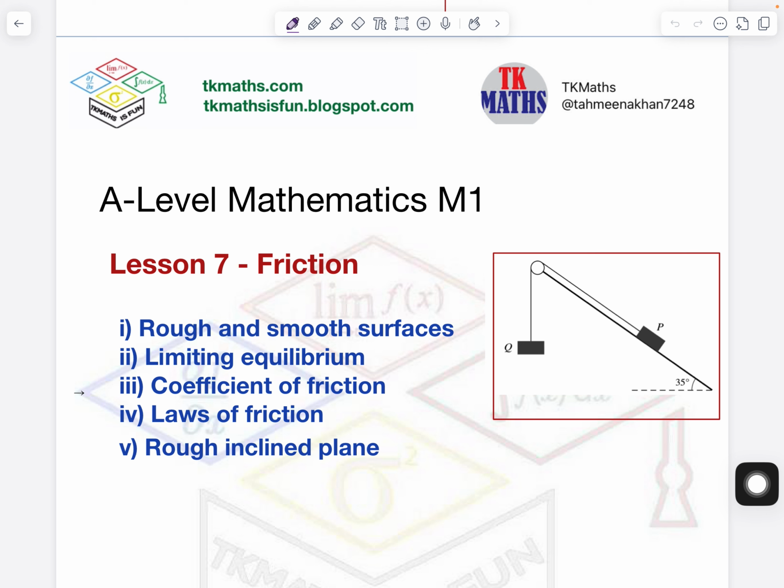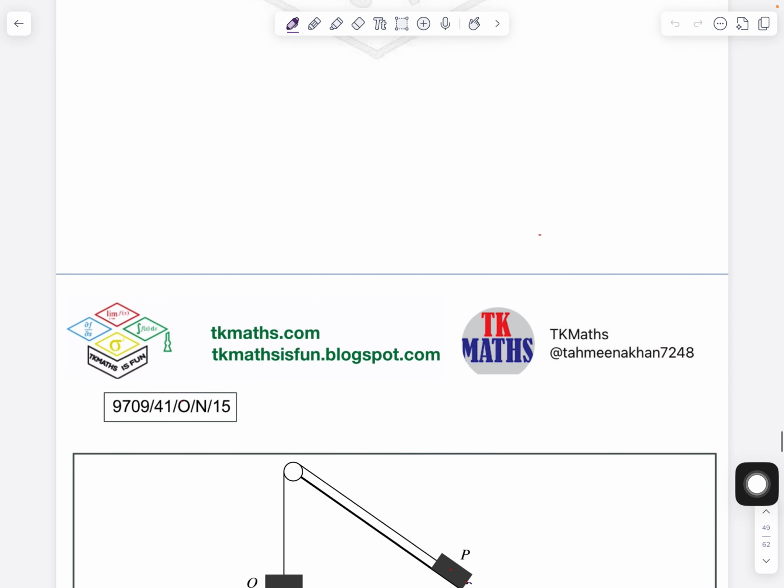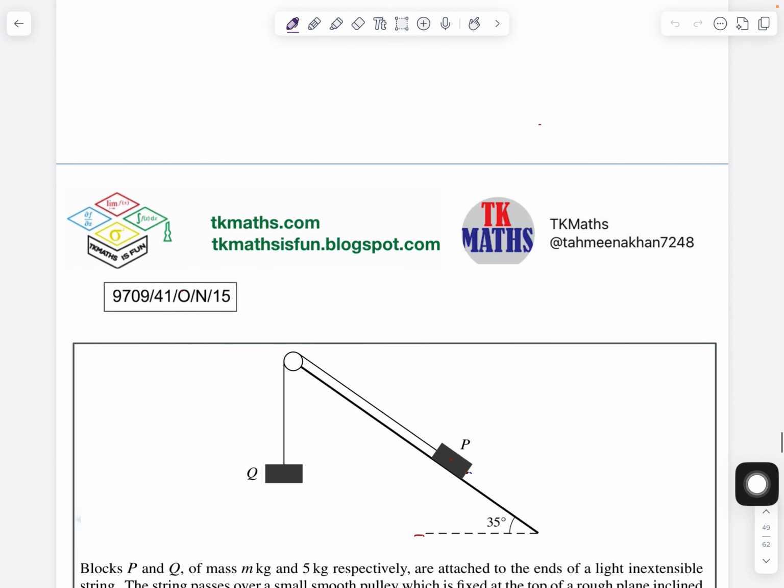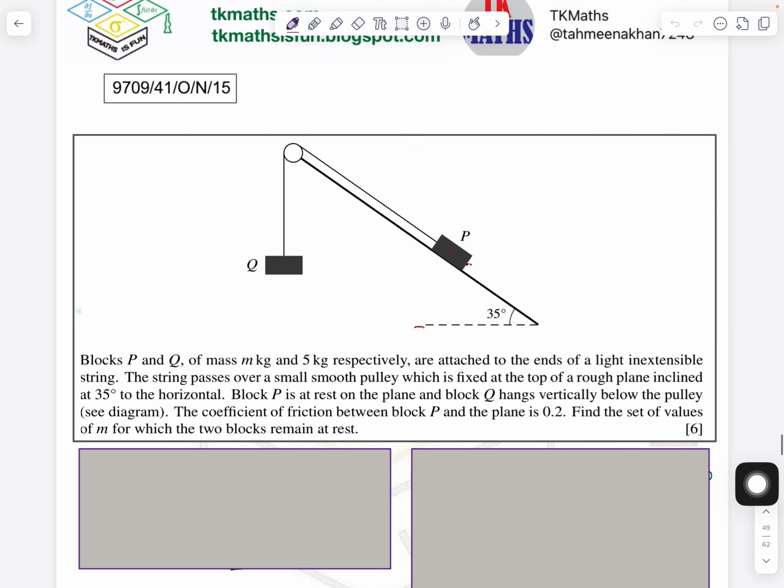In today's video, we will continue studying the lesson on friction, which is a part of the syllabus of A-Level Mathematics M1. We have seen the explanation with the help of examples in the earlier video, and in this video, we will focus on the past paper question. This is the second question on the topic, and the next videos will be on work, power and energy. So let's start this question.